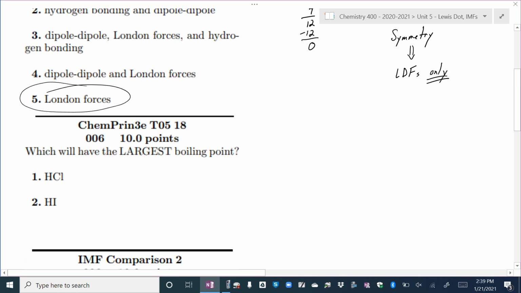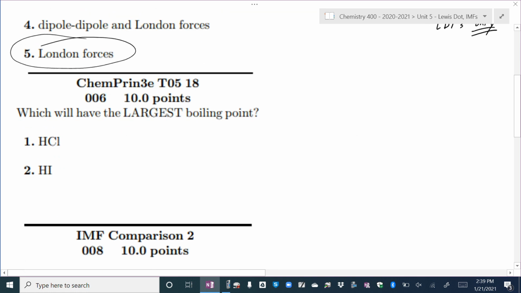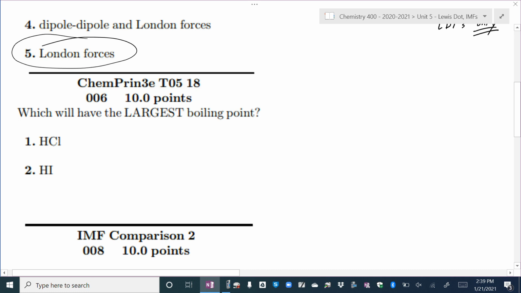All right, number 6 here. Which one of these will have the largest boiling point, HCl or HI? Draw the Lewis dot structure for each. HCl, HI. Both these molecules are very similar to one another.